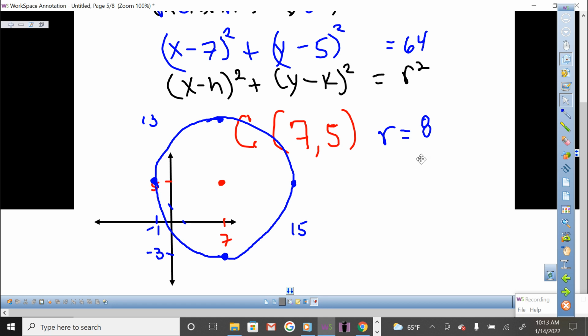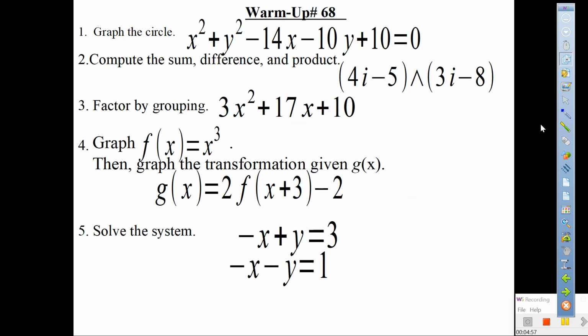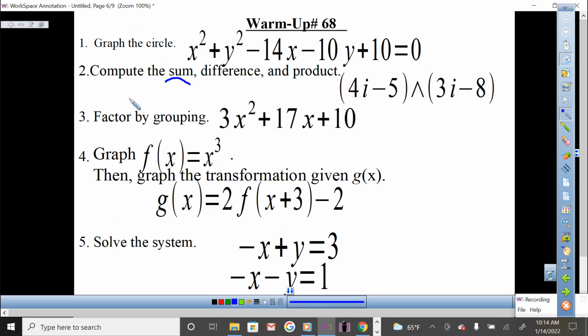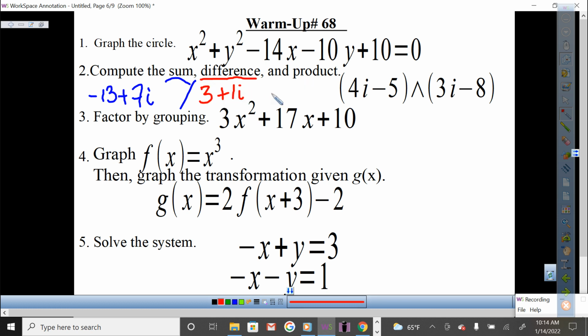All right, let's go to number 2. Sum. What'd you get for the sum, Ninel? Negative 13 plus 7i. Hands, have you got that? That is correct. Remember, the i goes at the end for complex numbers. Jehu, difference. 3 plus 1i. Hands, have you got that? That looks about right. Pass on one. Yeah, 28 minus 47i.